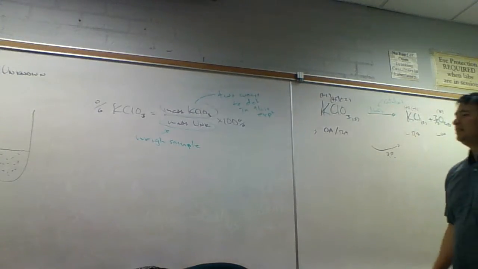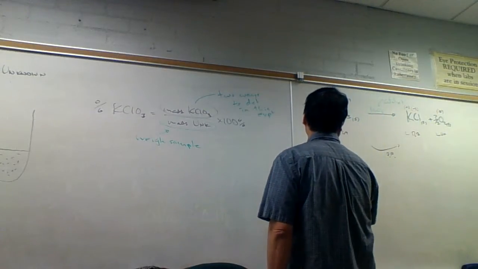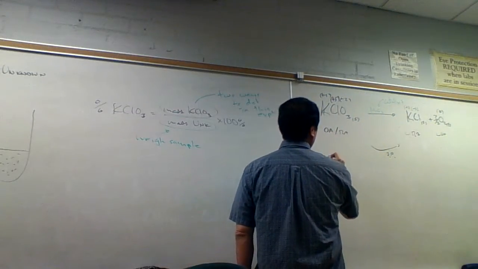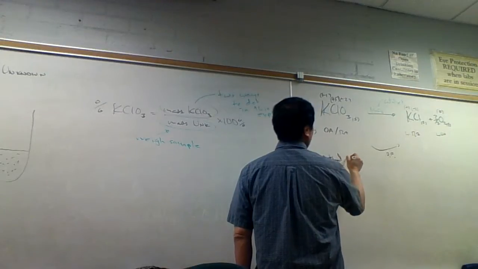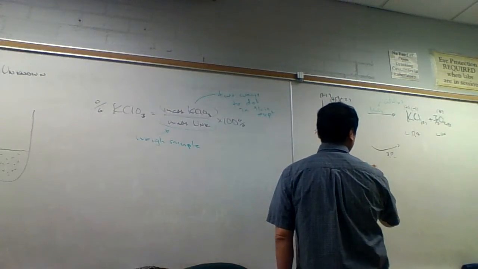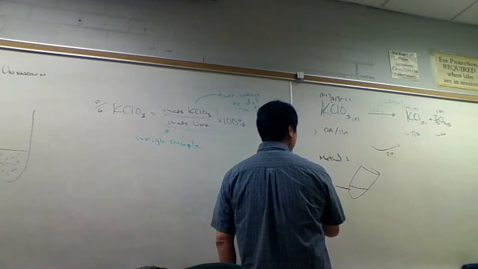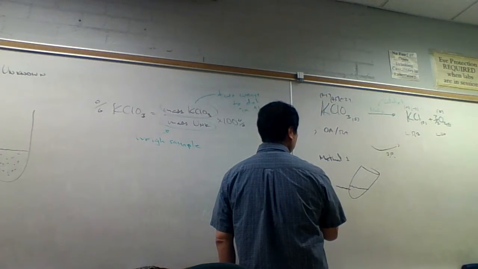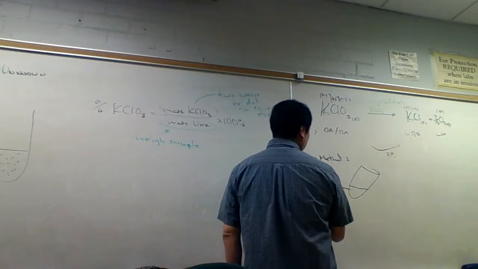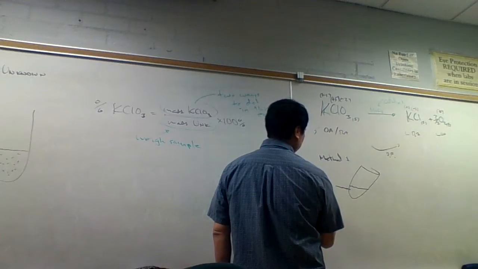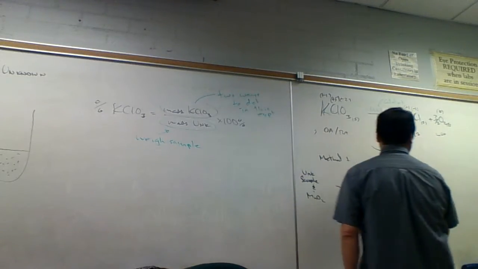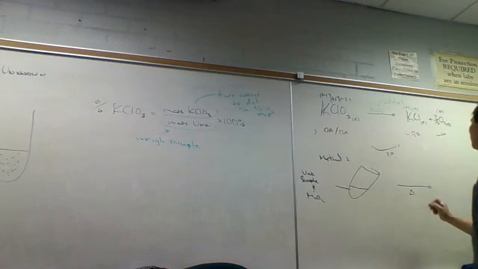So method one, we're going to do this all together. But method one is this. Here we're going to have the sample, in other words, the unknown, and MnO2. Then we're going to heat it. The symbol for heat is this little triangle here. When we heat it, then what do we lose?